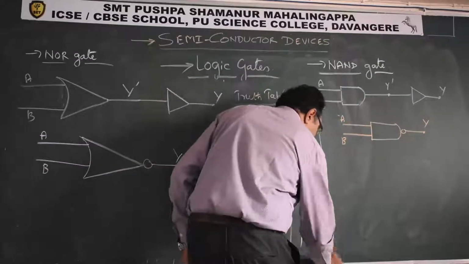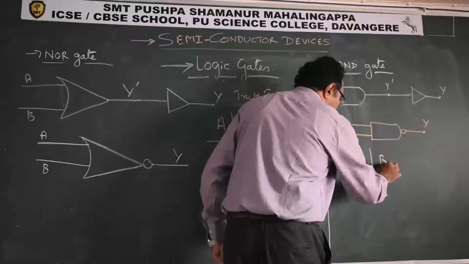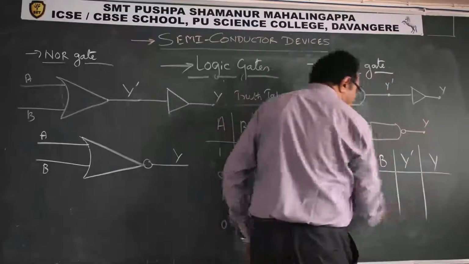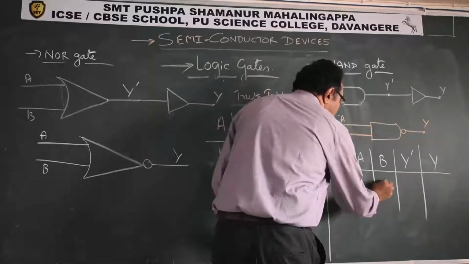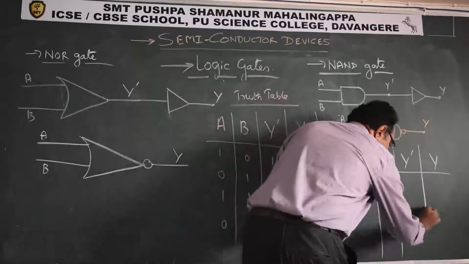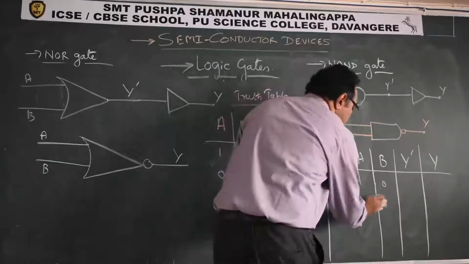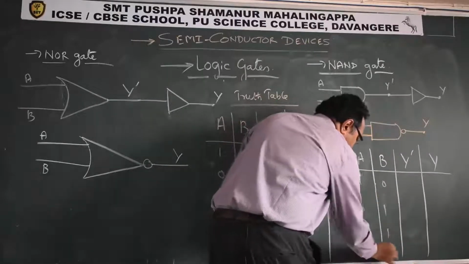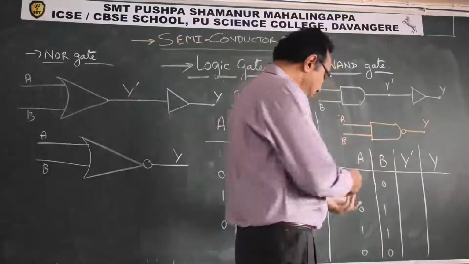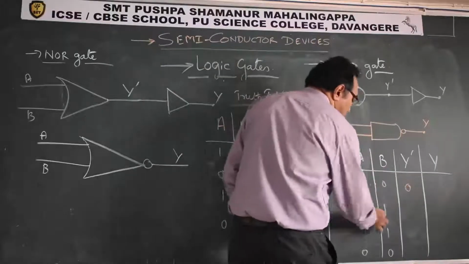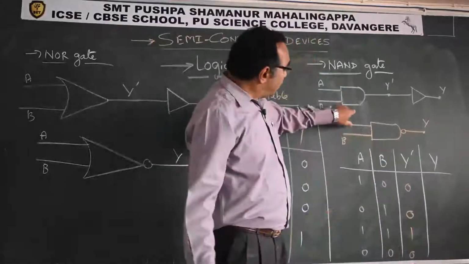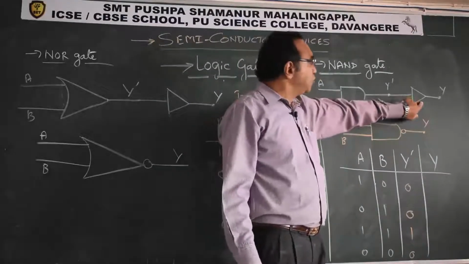Again, very simple here. You take A, B, then Y dash, and then Y. Now again let us work out those 4 combinations: 1 0, 0 1, 1 1 and 0 0. What does it say? AND gate. 1 0 will give you what output? 0. 0 1 will give you 0. 1 1 will give you 1. 0 0 is 0. Now the output of the AND gate is fed as input to the NOT gate.